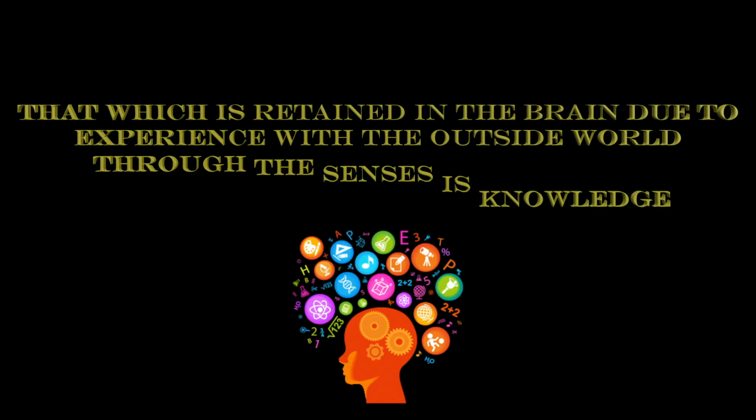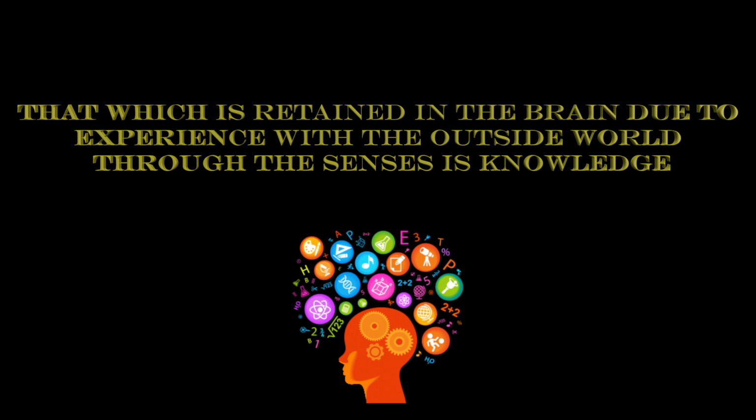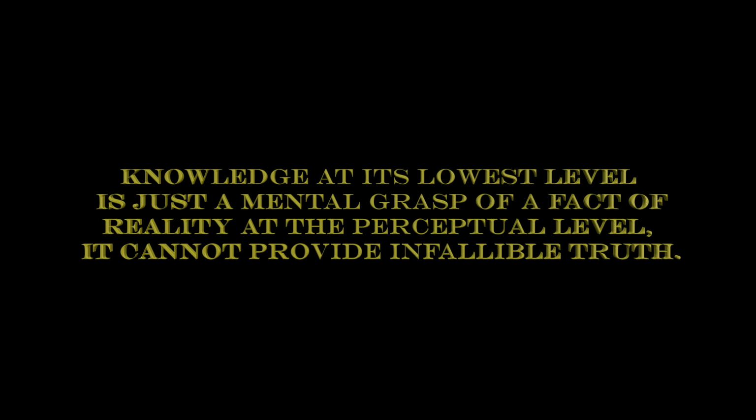That which is retained in the brain due to experience with the outside world through the senses is knowledge. Knowledge, at its lowest level, is just a mental grasp of the fact of reality at the perceptual level. It cannot provide infallible truths. Truth is a product of the identification of the facts of reality. And this identification cannot have contradictions. A contradictory truth is not a truth.